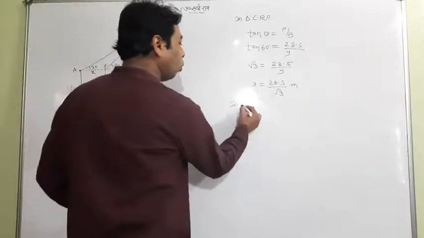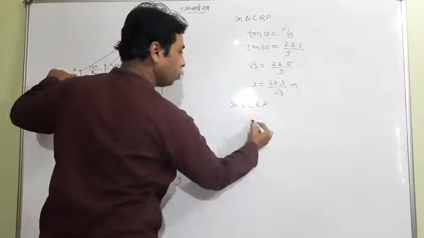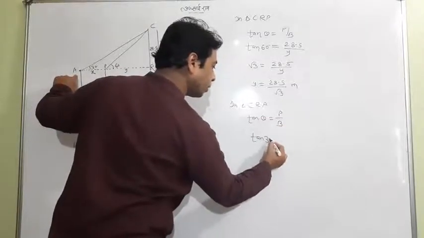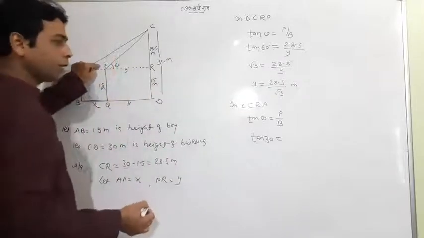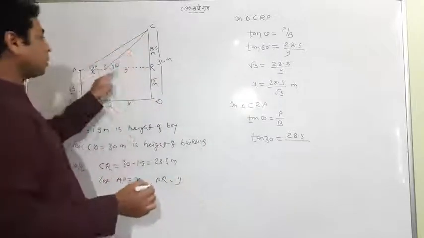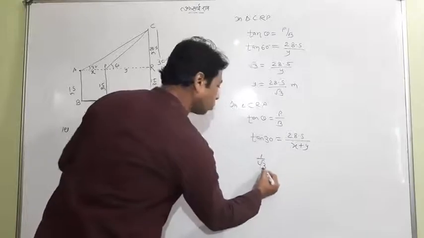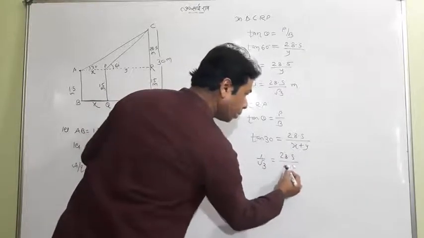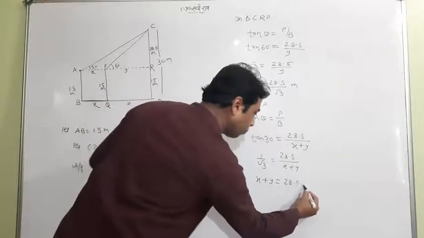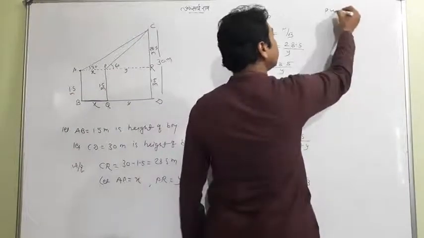Now I'll prefer the whole big triangle CRA. Go with tan theta again, perpendicular upon base, with theta definitely 30 this time. Perpendicular is again 28.5 and base is x plus y. Look at x plus y. Now tan 30 is 1 by root 3, equal to 28.5 upon x plus y. Do cross multiplication. x plus y will be 28.5 root 3. Now put the value of y here.